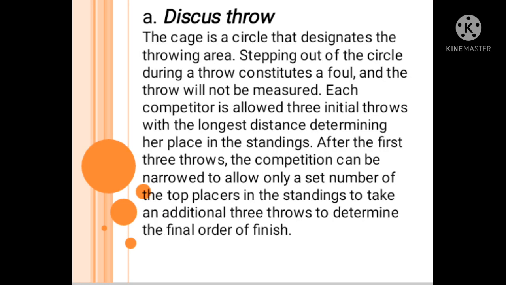Discus throw. The cage is a circle that limits the throwing area. Stepping out of the circle during the throw constitutes a foul, and the throw will not be measured. Each competitor is allowed three initial throws, with the longest distance determining her place in the standings. After the first three throws, the competition can be narrowed to allow only a set number of the top placers in the standings to take an additional three throws to determine the final order of finish.